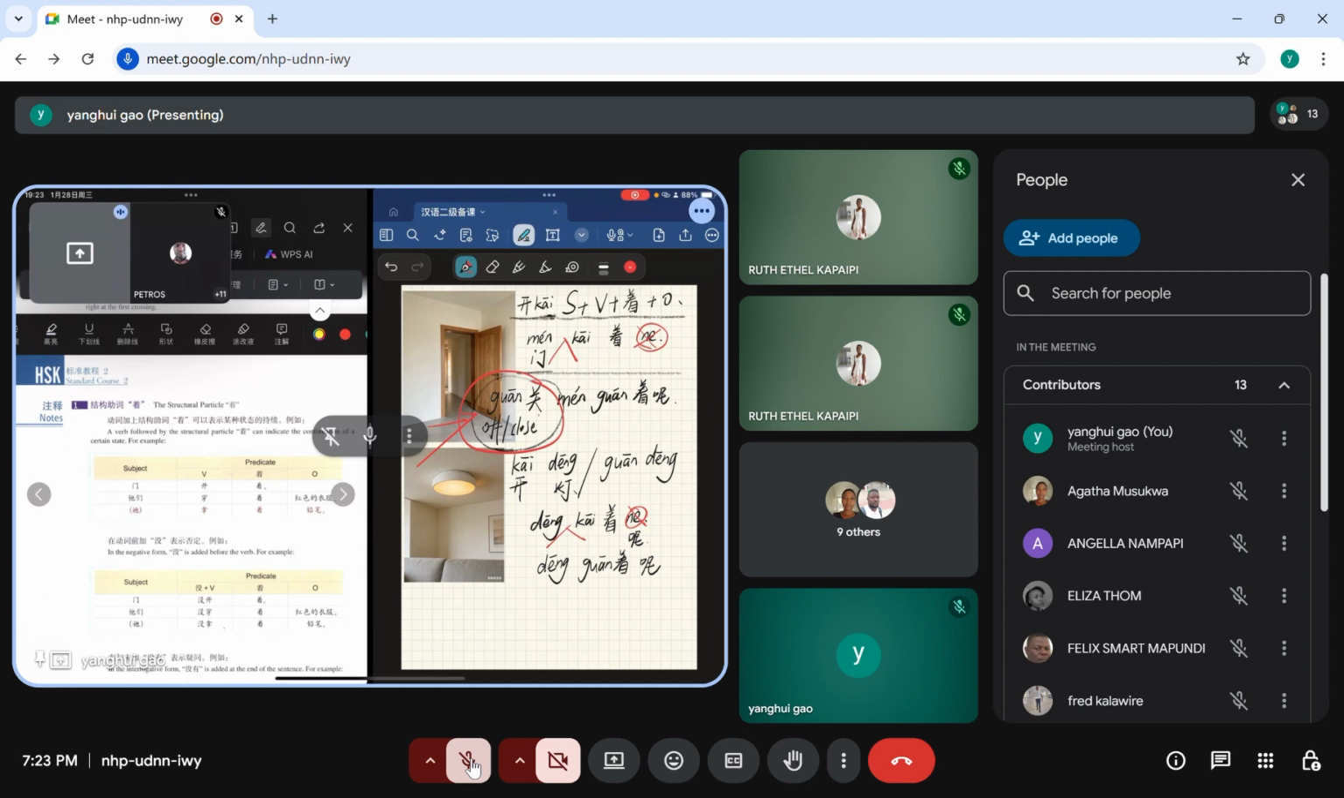So we can say 门关着呢。So close the door, 关门. For turn off the light, that's turn off the light, 关灯. So if the light is off, the light is off.